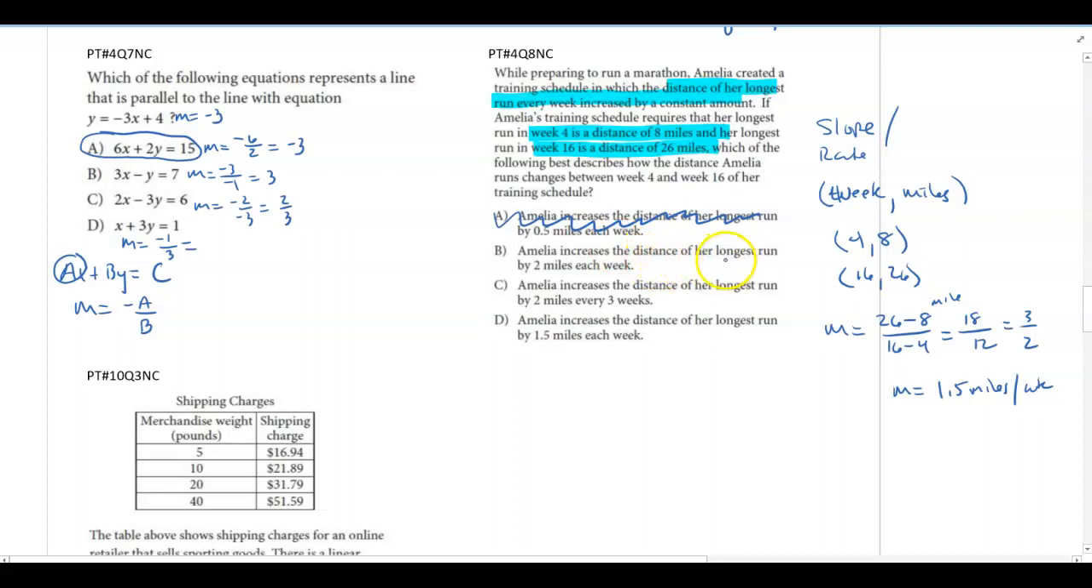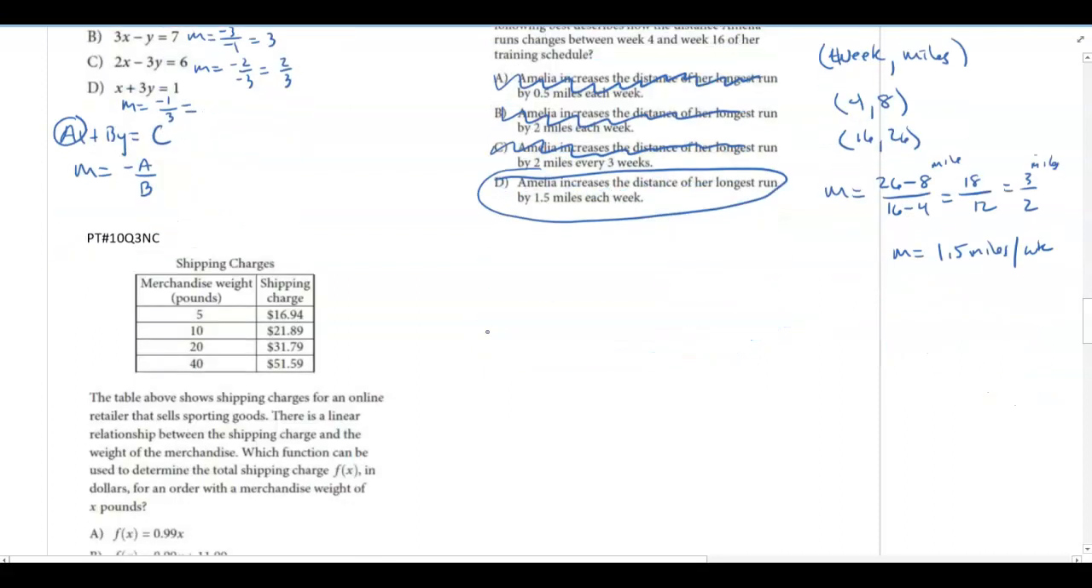She increases the distance of her longest run 2 miles each week. Nope. Increases the distance of her longest run by 2 miles every 3 weeks. That's tricky, but remember, your numerator is the number of miles, denominator is weeks. And Amelia increases the distance of her longest run by 1.5 miles each week. Letter D.